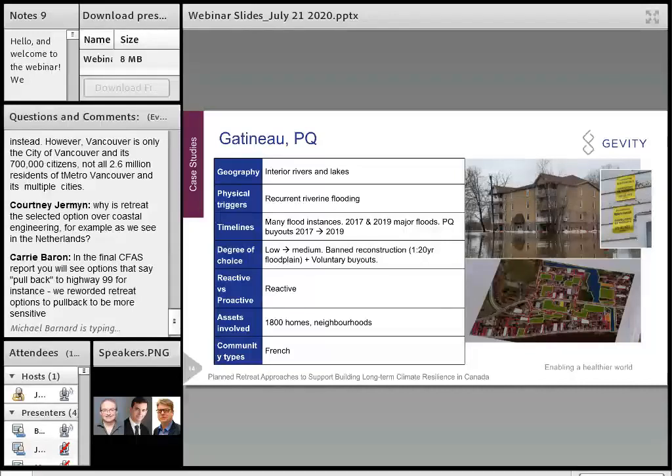But this has really reached, I think, a head as of 2017 and again in 2019 when major floods impacted the Gatineau region.